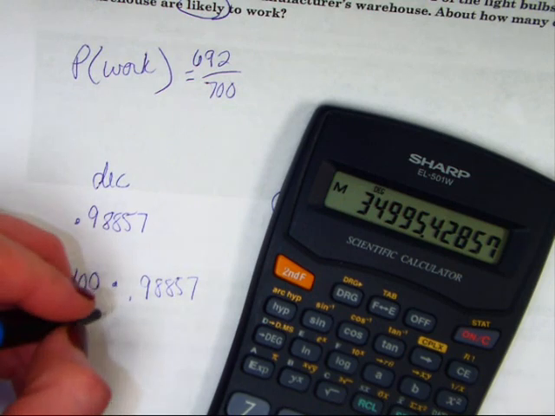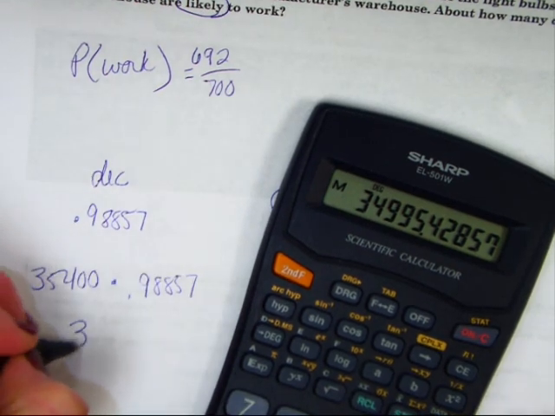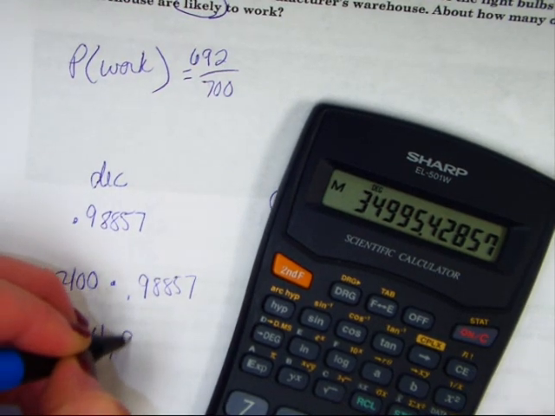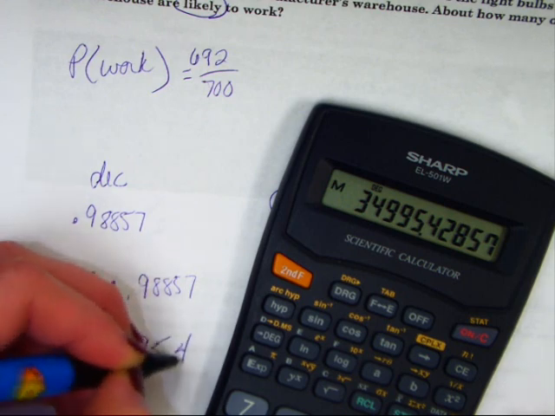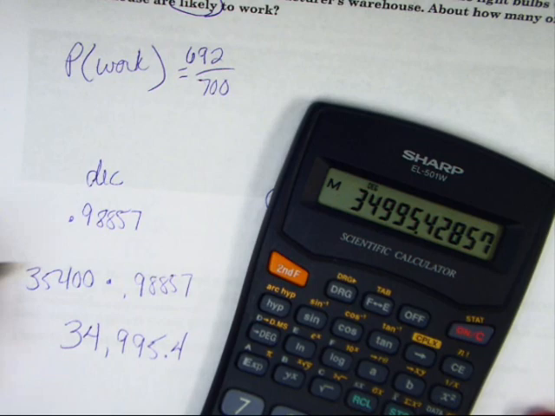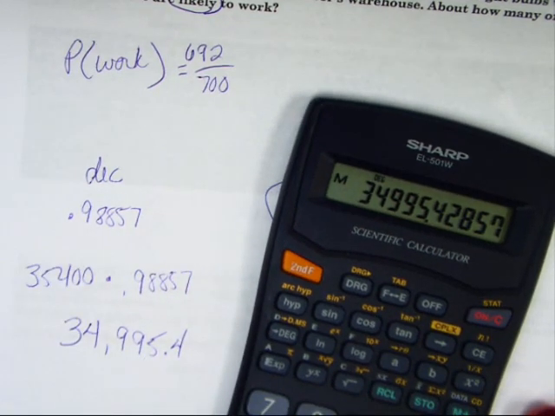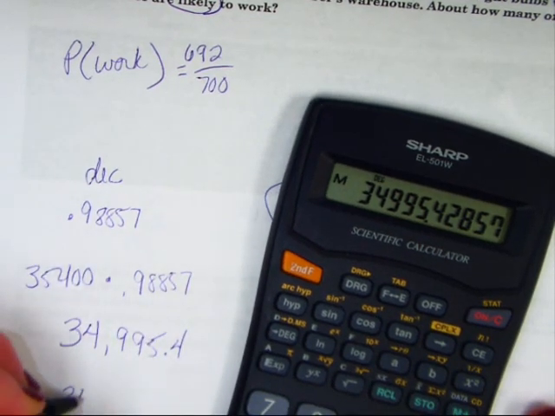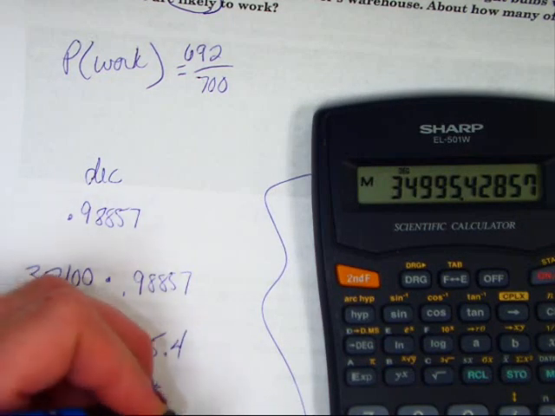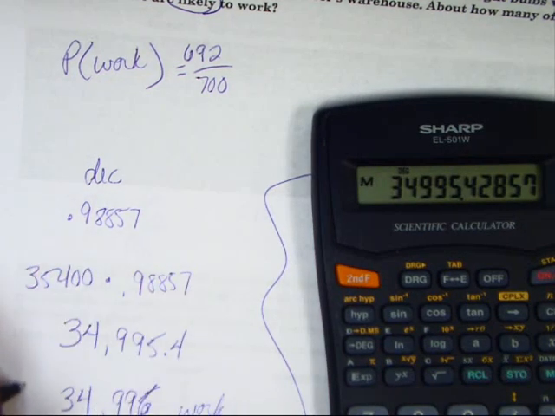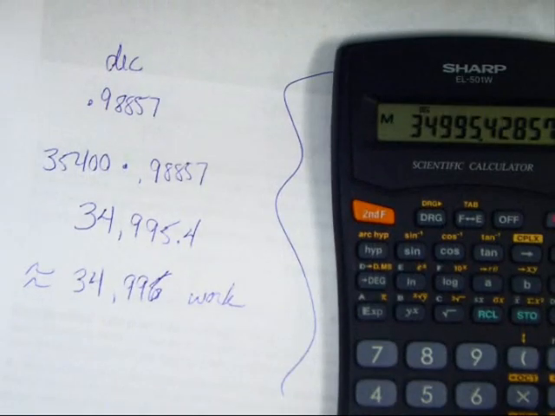And I get a total of, how many should work? There should be 34,995.4. So we're going to take off that 0.4 and say there should be approximately 34,995 or maybe even 96 that will work, because you can't have 0.4 of a light bulb.